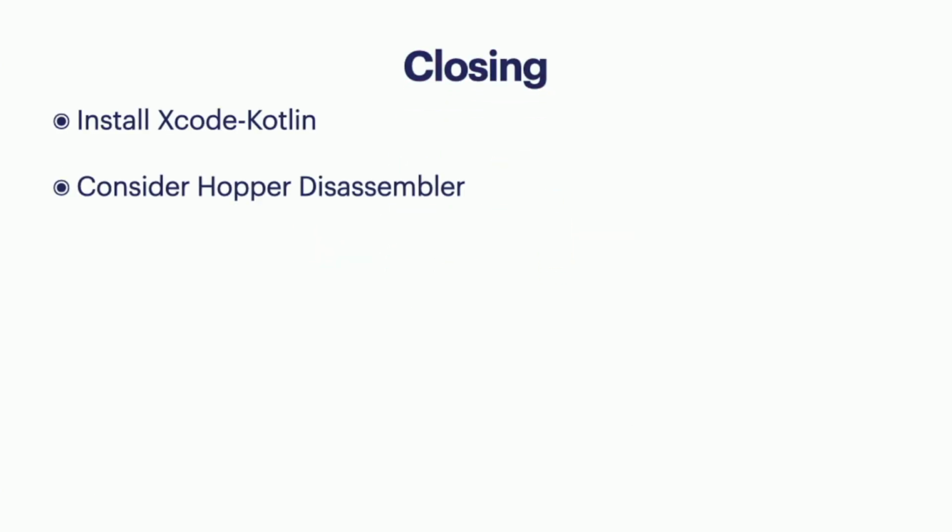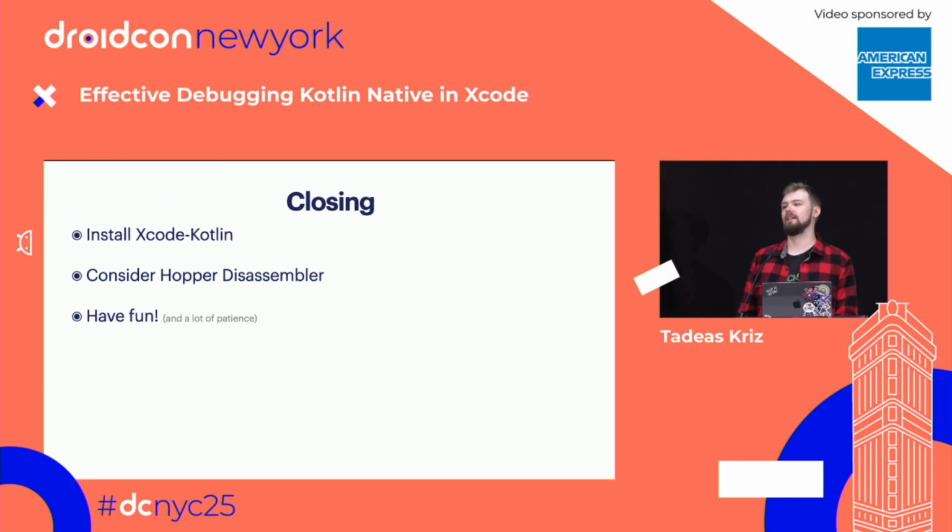Well, closing. Make sure to install Xcode Kotlin. Consider trying Hopper disassembler whenever you need to do. Oh, you don't need Hopper disassembler. All of this stuff, you can do it without that tool. It's just way simpler when you can just search through it and go through the disassembled code. You can use nm, which will give you all the symbols in a binary. So in your terminal, you can do nm and the path to that binary. It will tell you all the symbols, so you can search for them that way. It's just clunky. And yeah, have fun with debugging.